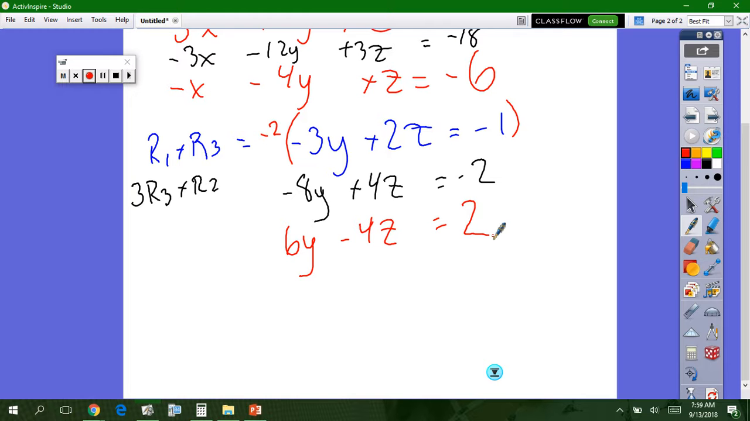Go ahead and subtract, add those together, which would become negative 2y equals 0. So y is 0.